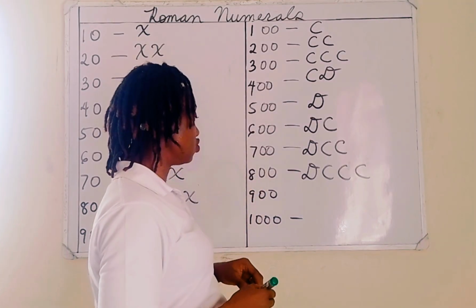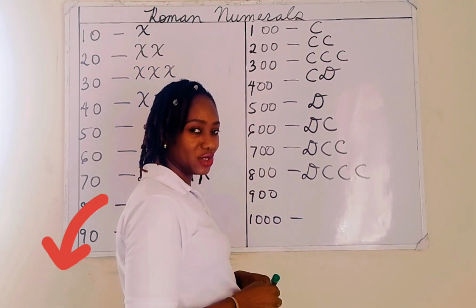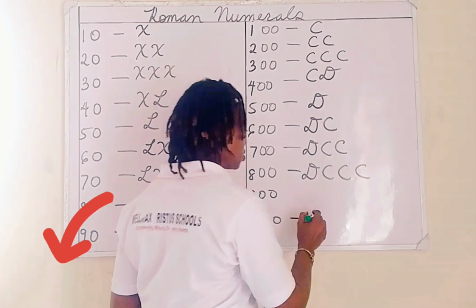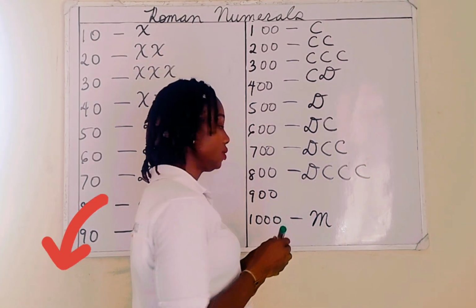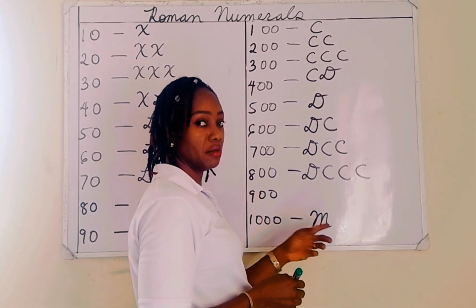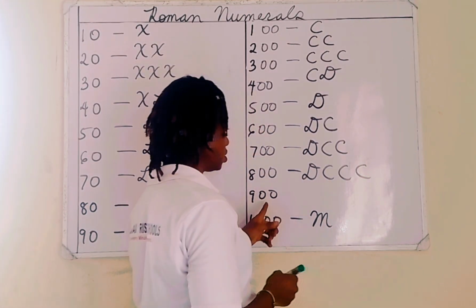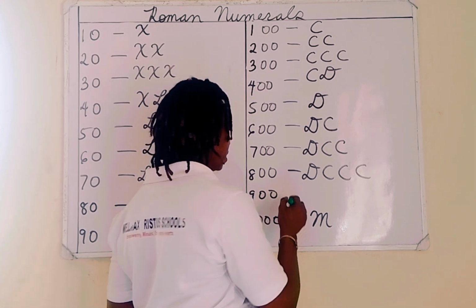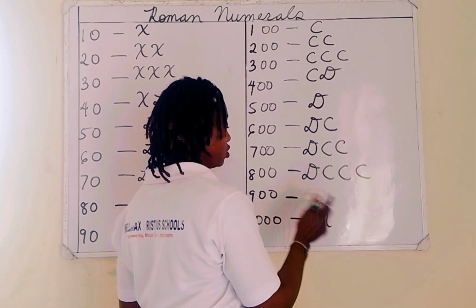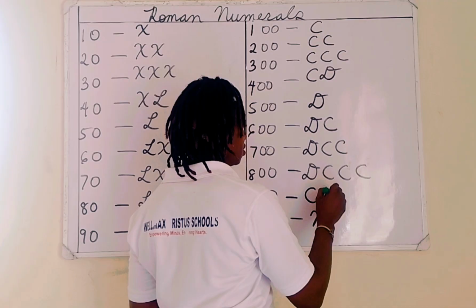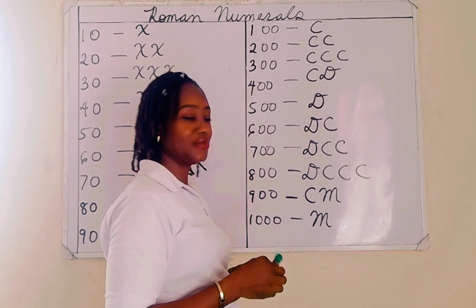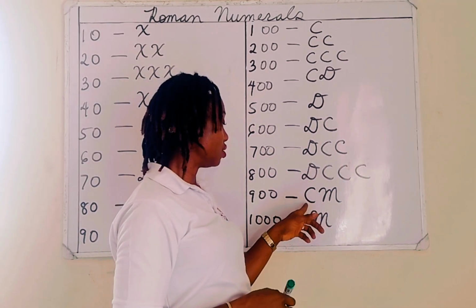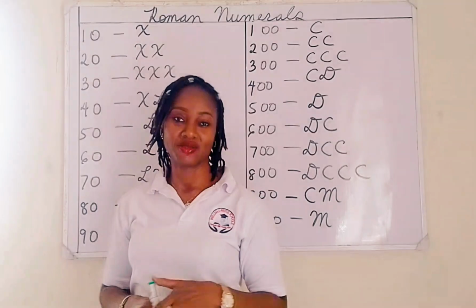Now for 900, what do you think is going to be? Since 1000 is M, I'll need 1000 minus 100 to give us what? 900. So that means 900 will be CM. Right? 1000 minus 100 gives us 900.